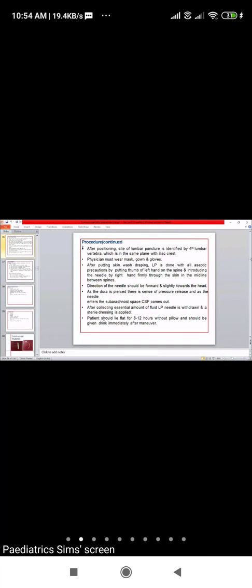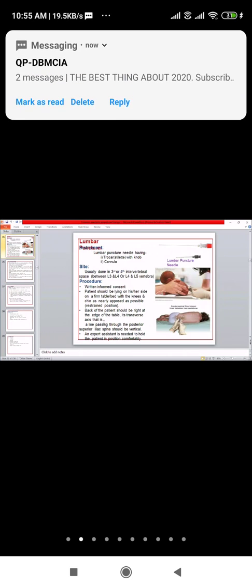The patient should be lying on his or her side on a firm table or bed with knees and chin as nearly opposed as possible. Restrained position. I think you can see the position there. The back of the patient should be right at the edge of the table. Its transverse axis, that is a line passing through the posterior superior iliac spine, should be vertical. An expert assistant is needed to hold the patient in position comfortably.